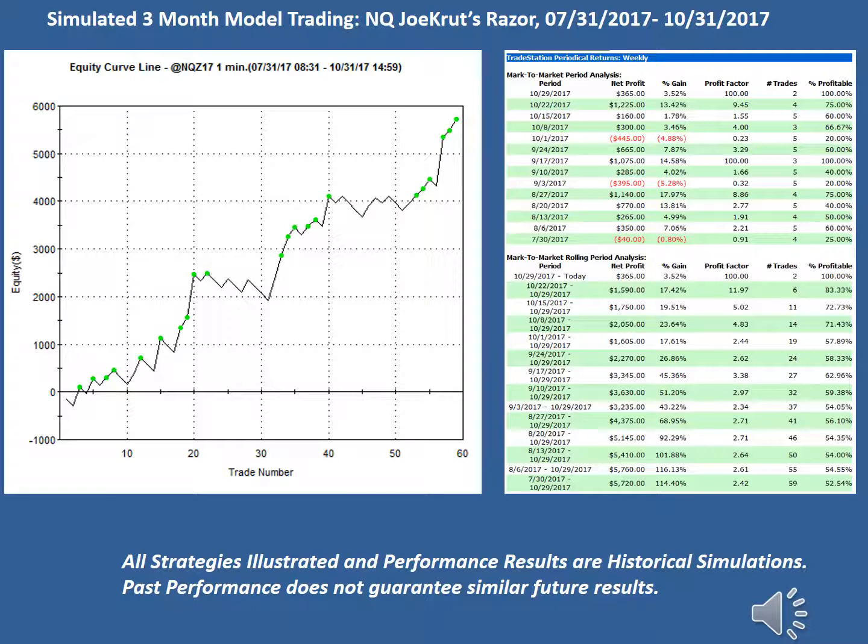There's 3 losing weeks in this track record, a $445 week losing, a $395, and a $40 losing. The bottom figure is what if you would have started on that certain date. For instance, if you would have started on September the 10th, you'd be up $3,630. If you started on July the 30th, you'd be up $5,720. That's how you read that. It shows you the cumulative number of trades, the percent profitable, and then the profit factor for that group of trades.